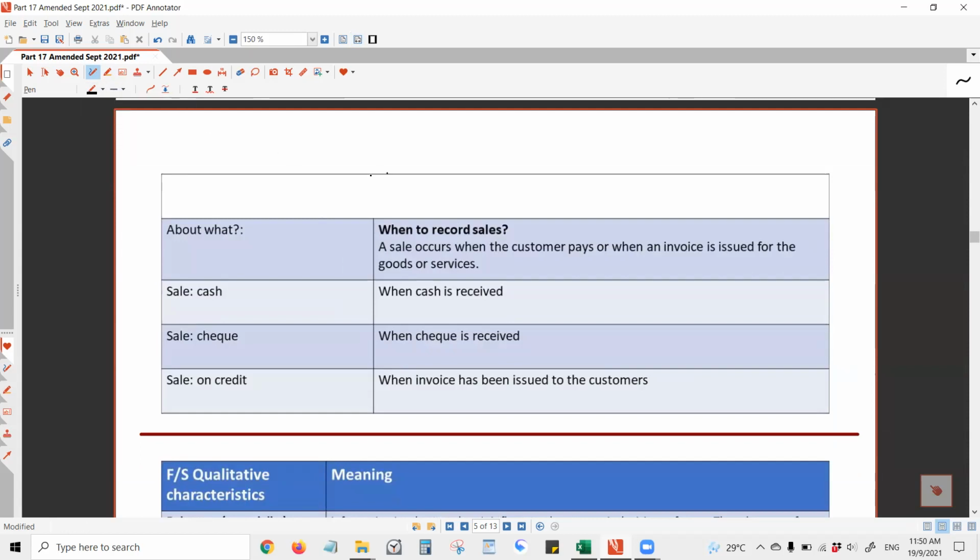Now, second last one. This is the second last one. You write realization principle. This is something you have not seen before. Realization principle.